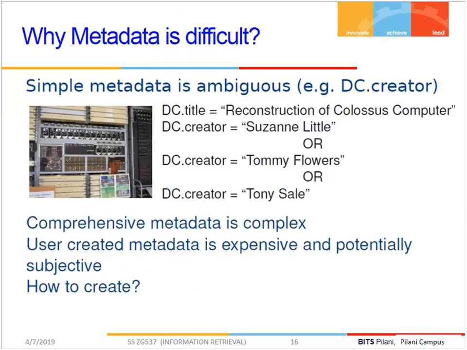Metadata gathering is actually difficult, because suppose you see this image. From this image you can find out that the title is Reconstruction of Colossus Computer, but the creator, Suzanne Little or Tommy Flowers or Tony Sale, you do not know. It depends upon your human knowledge, how much you can gather about the creator, that will give you the exact metadata. If you do not have complete and correct knowledge, then the metadata will be ambiguous. So comprehensive metadata is complex because it is user created, human created metadata, so it is expensive and subject to human interpretation and human knowledge. So gathering metadata is difficult.